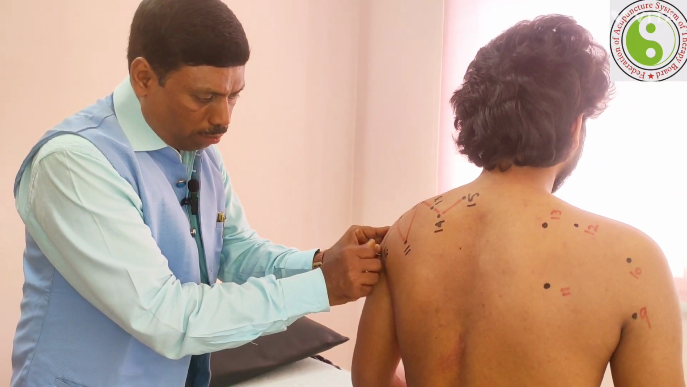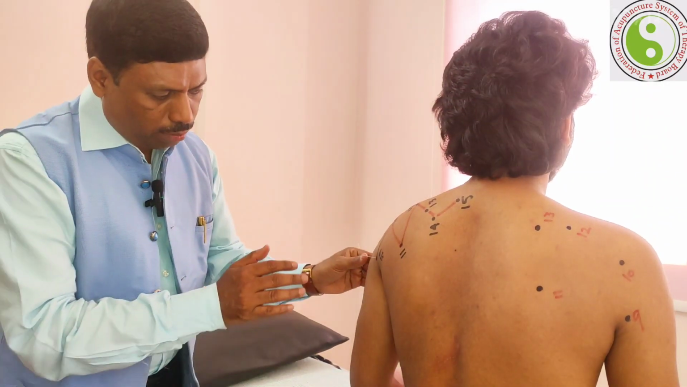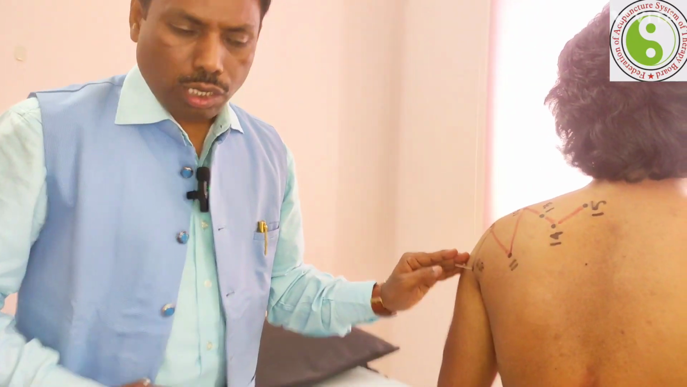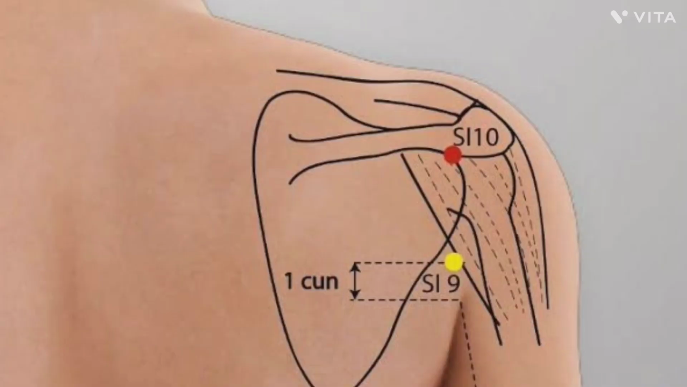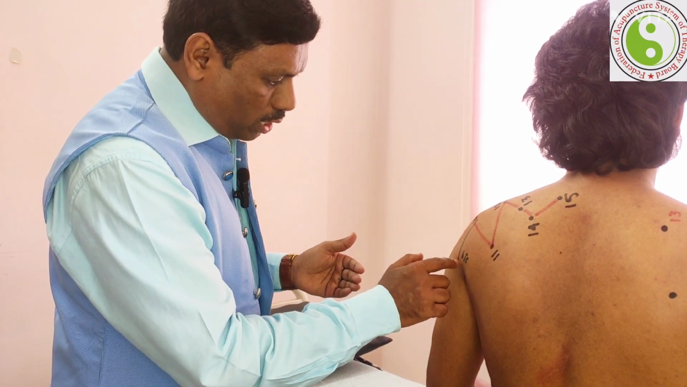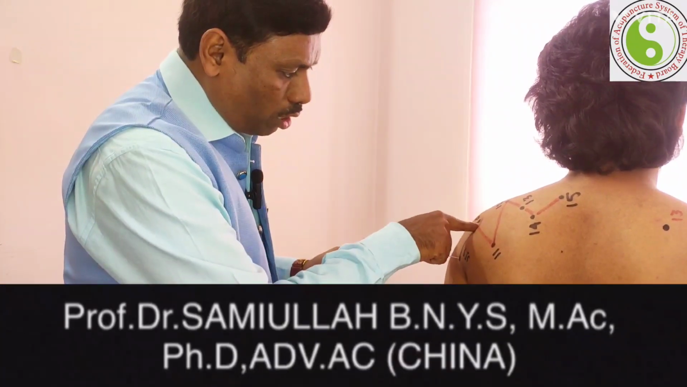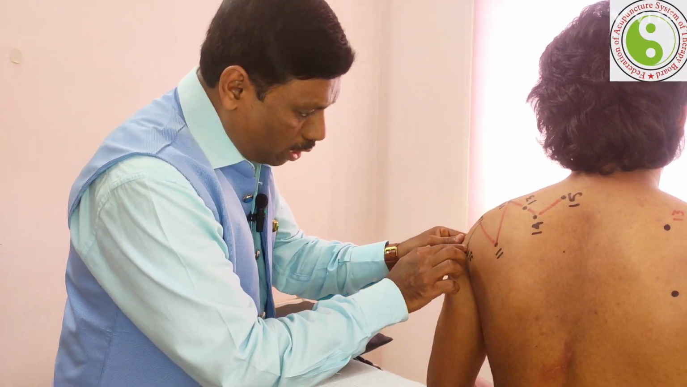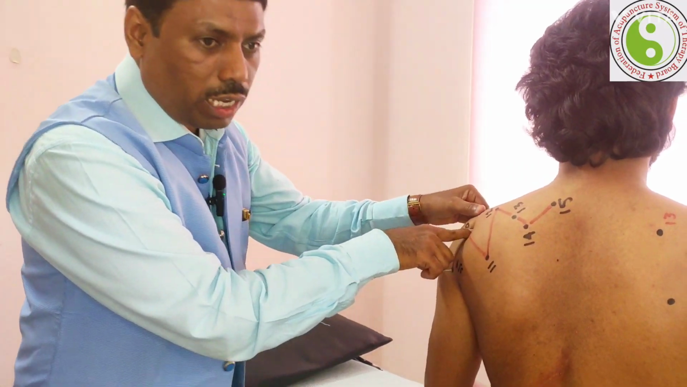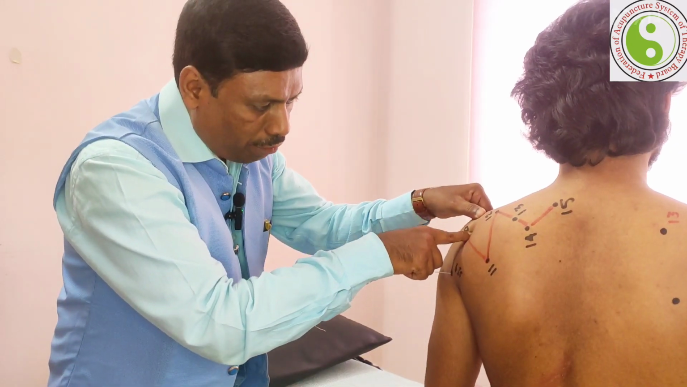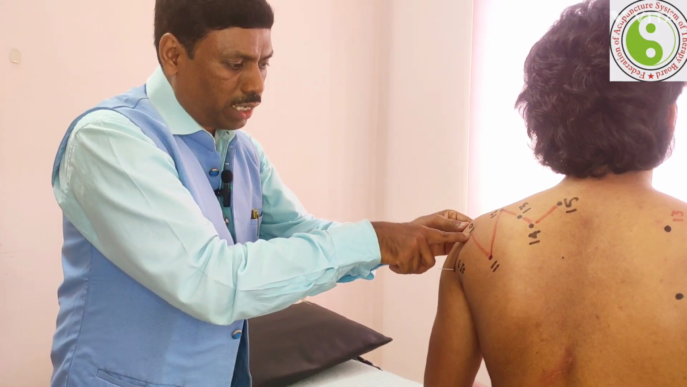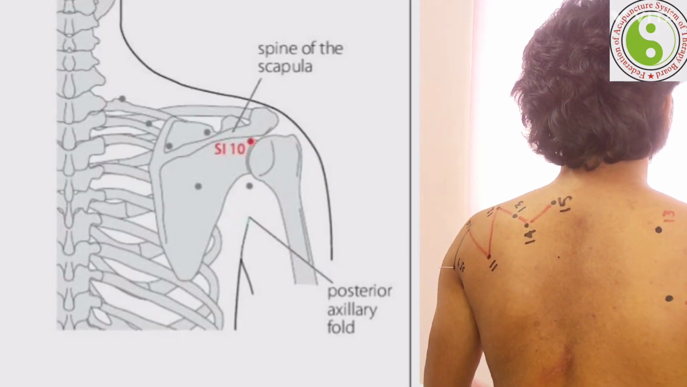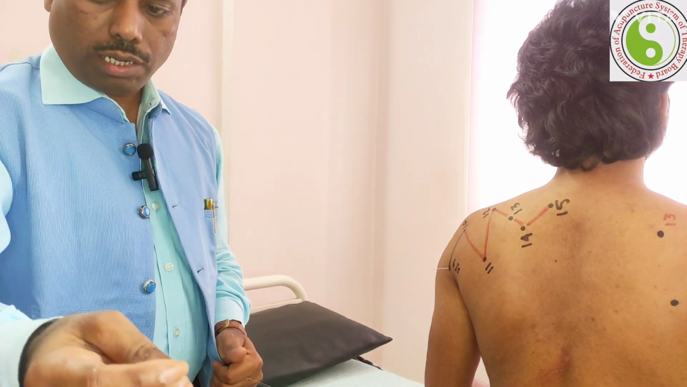But this is a really important point, where you can find exactly the teres minor muscle or the posterior deltoid muscle. At the same time, there is the SI10 point, which I will now show. This point is located vertically above SI9, at the inferior border of the spine of the scapula. You can touch and find the spine of the scapula, and in the depression below its inferior border, this point is located. That point is SI10.